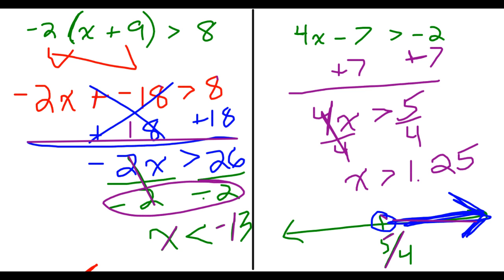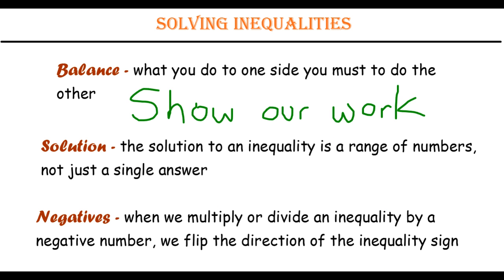So as a quick reminder, all those things that we need to worry about for equations with balance and having a particular solution is always true. The solution to an inequality, though, is a range of numbers, not just a single number. And then we need to flip the direction of the inequality sign when we multiply or divide the inequality by a negative number.